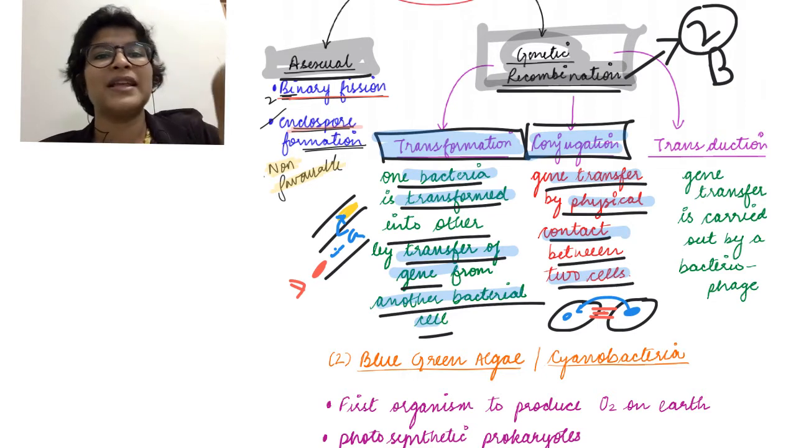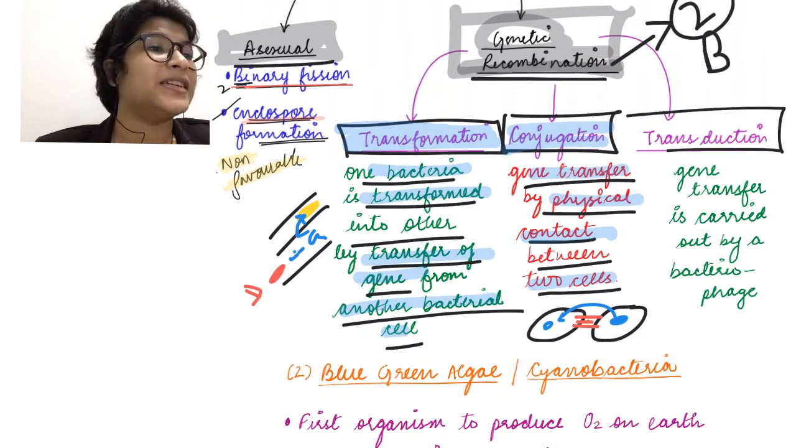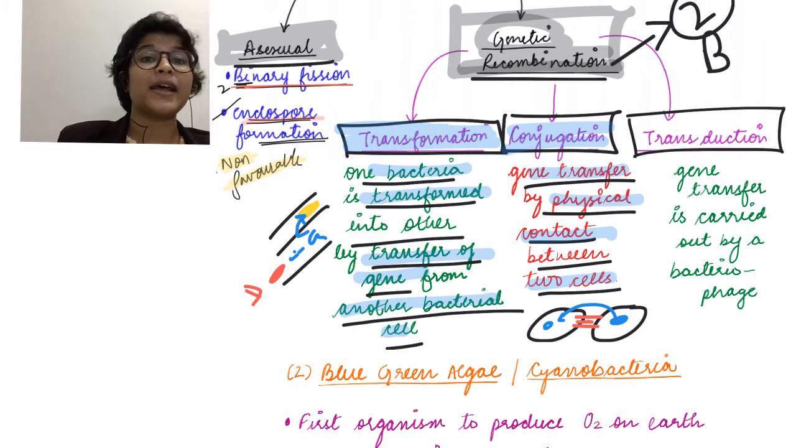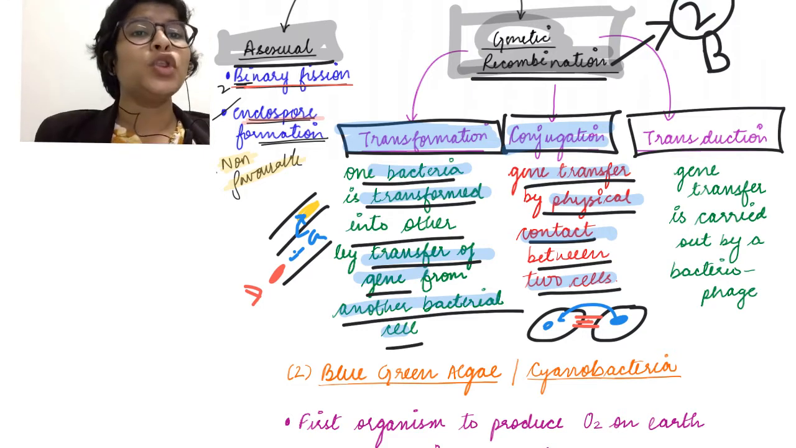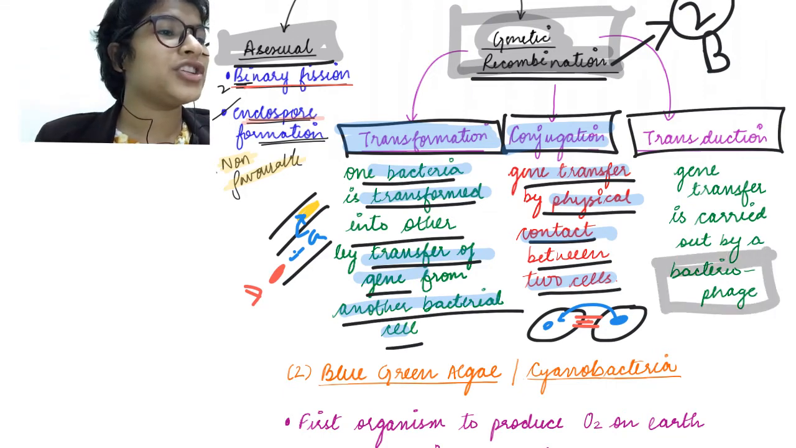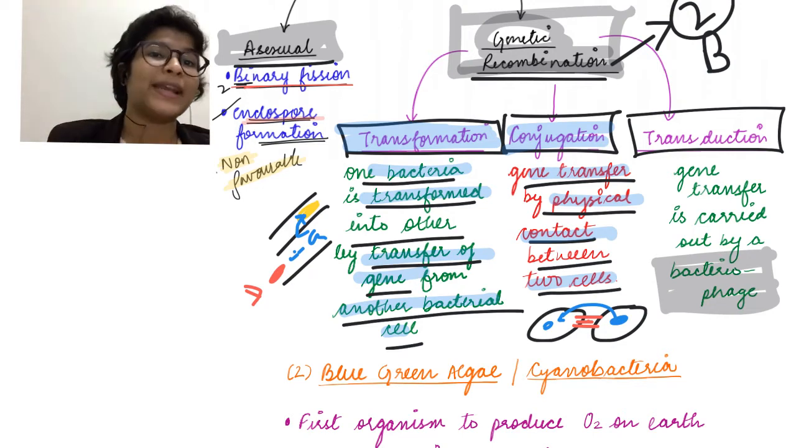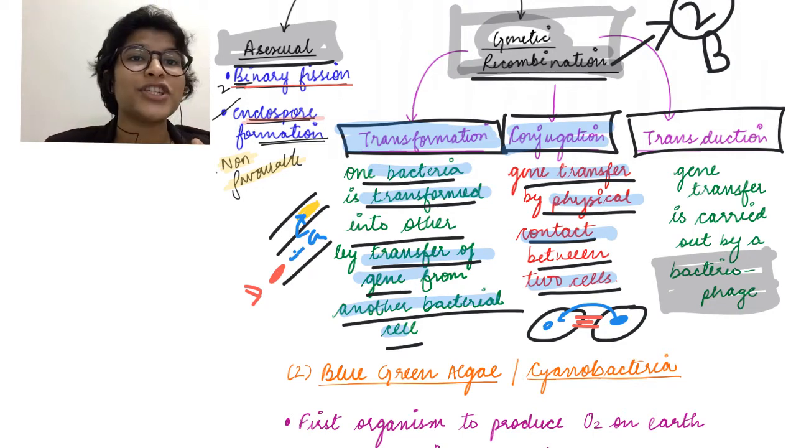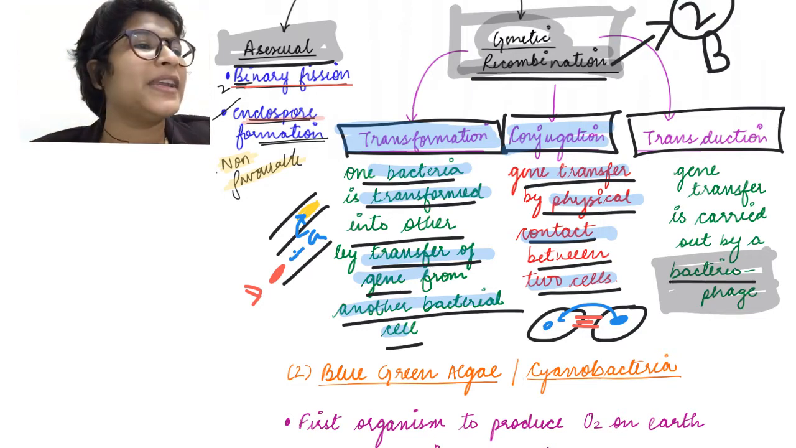The third category, my friends, is transduction. Duction means to carry from here to there, to transmit. So who will do this transduction? This is done by something called a bacteriophage. Bacteriophages are the kind of viruses which affect bacteria. Just like we get viral infections, bacteriophages cause viral infection in bacteria.